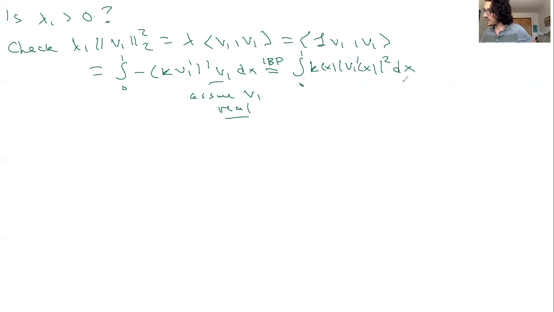And because we know that this has norm 1, its integrand is non-zero, at least on some set with positive measure. This is non-zero everywhere, it's positive, right? So this whole thing is greater than 0, because we know that k is greater than 0 everywhere, okay?